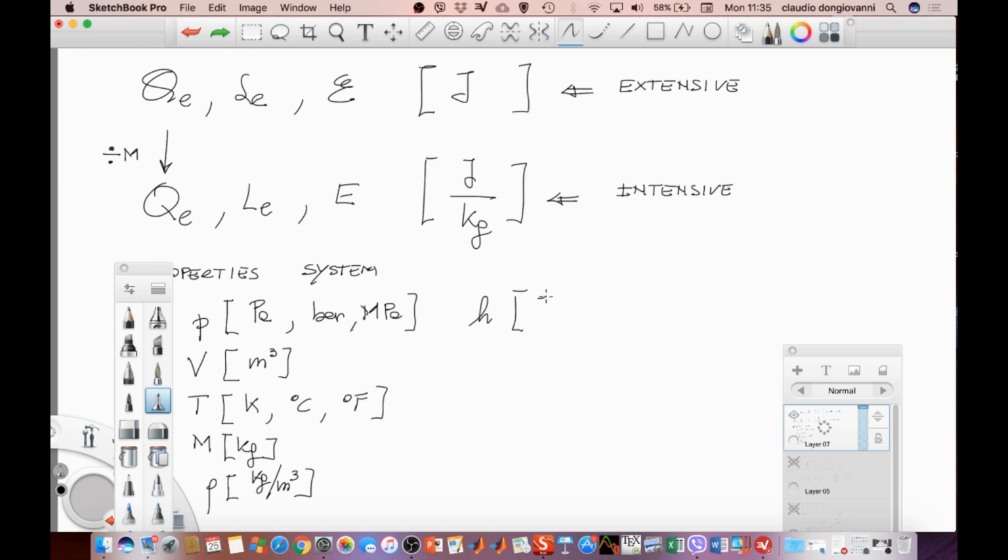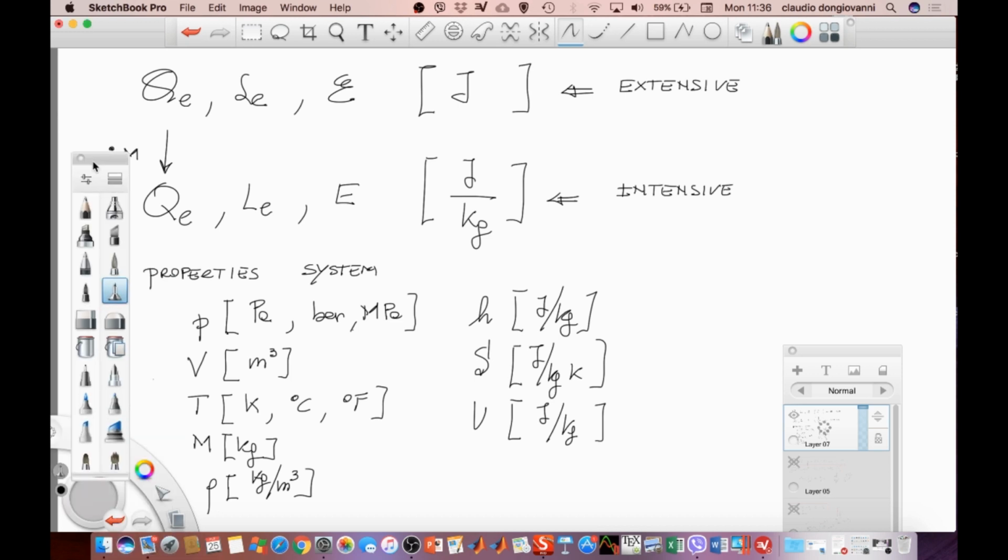Another property? The enthalpy is this one. Entropy? Unit of measurement? Other properties? Okay, so there are a lot of properties, no? But, for example, there is another: the inverse of density is specific volume, unit of measurement.